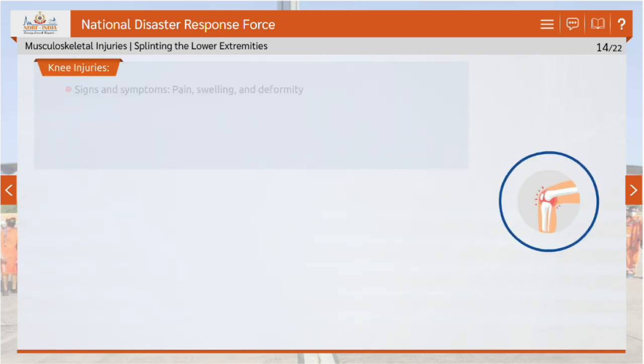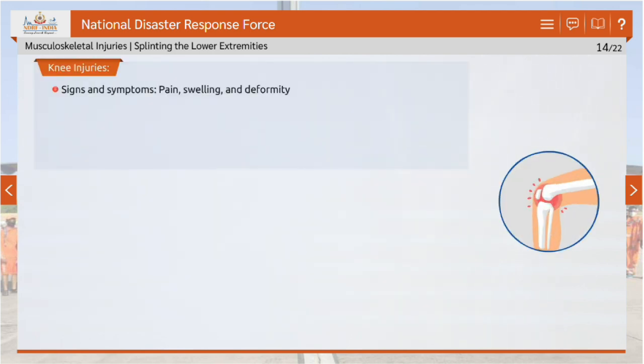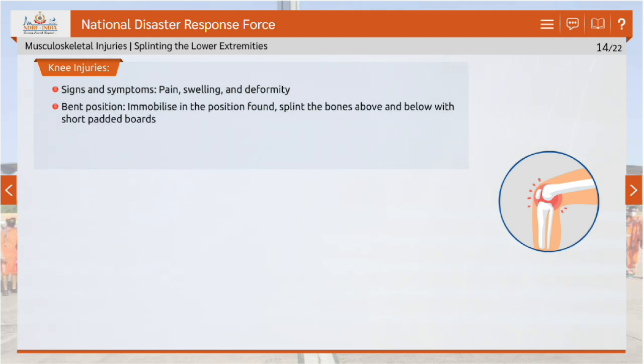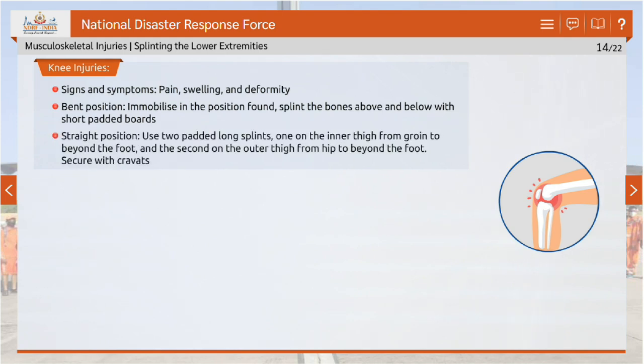Knee injuries. Signs and symptoms: pain, swelling, and deformity. Bent position: immobilize in the position found, splint the bones above and below with short padded boards. Straight position: use two padded long splints, one on the inner thigh from groin to beyond the foot, and the second on the outer thigh from hip to beyond the foot.